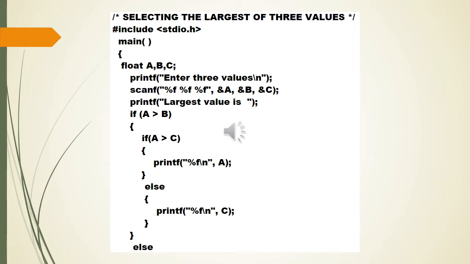It will come to the next statement. Yes, 90 is greater than 60, it is true. It will come to if A is greater than C, 90 is greater than 30. Yes, it is true, printf A. So it will print the value A. The other statements will not be executed. The other part of the program is in the next slide.